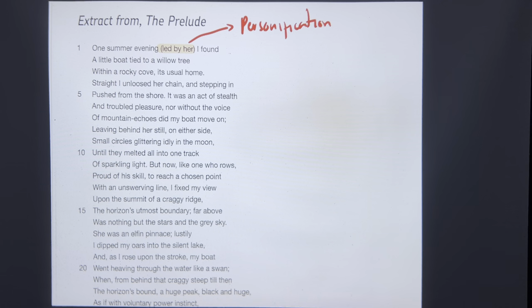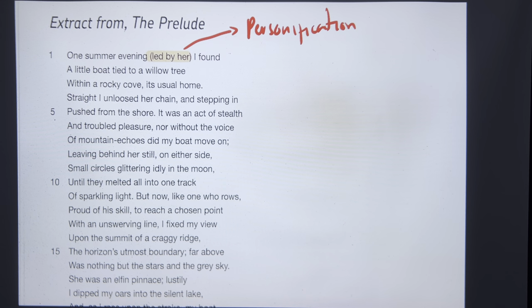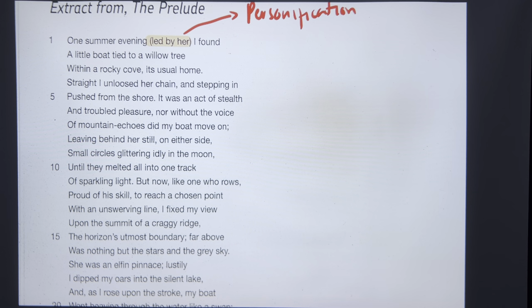"I found a little boat tied to a willow tree, its usual home. Straight, I unloosed her chain and stepping in, pushed from the shore." So guys, the poem begins, and essentially the speaker has stolen a boat, and off he goes. "It was an act of stealth and troubled pleasure."